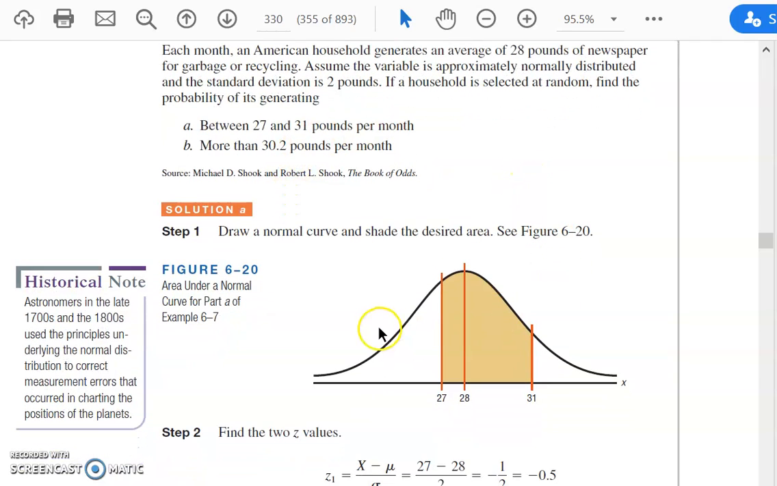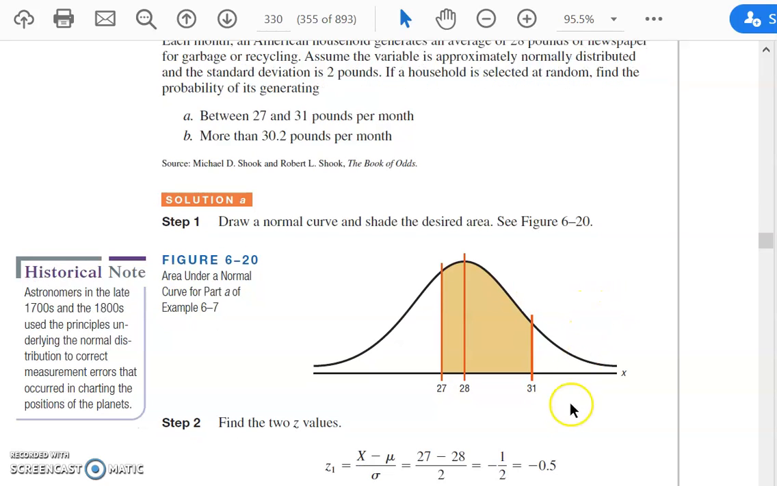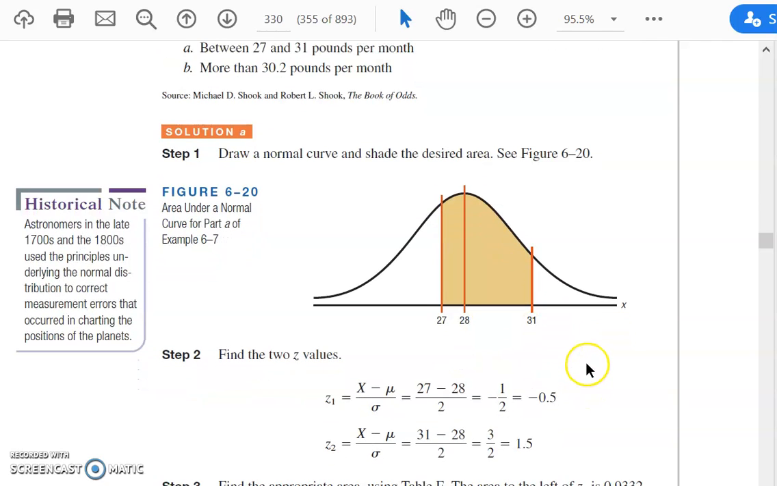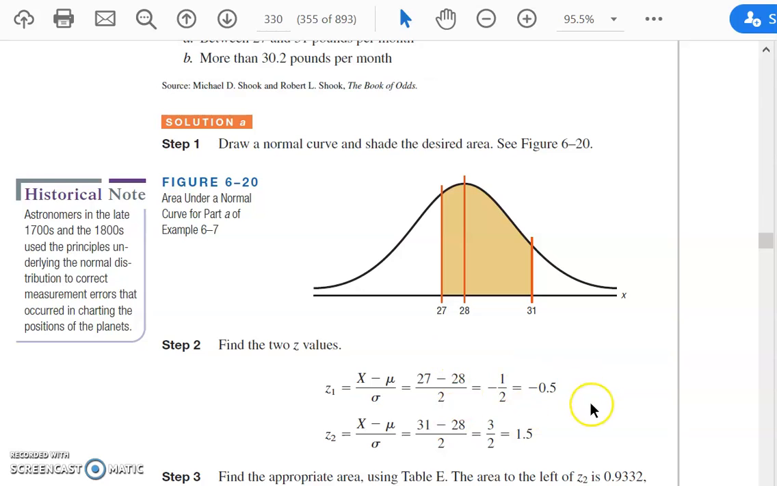Okay, so let's take a look. Always, if you don't do this, you're being very foolish: draw a cartoon. Draw this picture to help you visualize what's going on. So we draw the cartoon. We want to know between 27 and 31. 28 is just the mean, it happens to be in that interval. We do those two calculations.